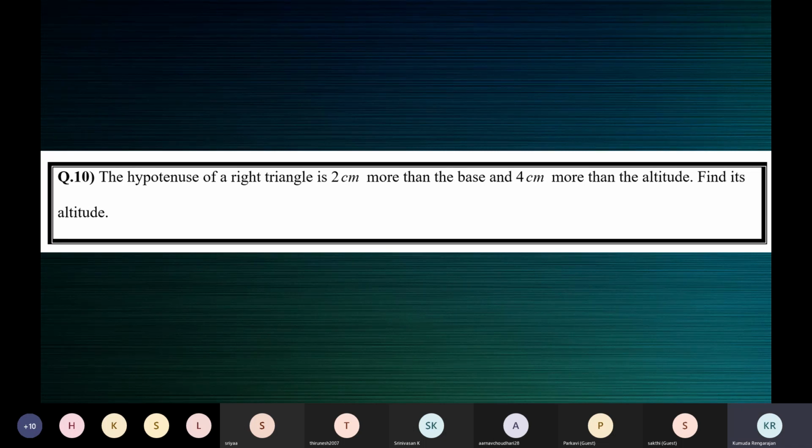So h is equal to, see, hypotenuse is 2 centimeters more than the base, b plus 2. h is equal to 4 centimeters more than the altitude. So h is equal to altitude plus 4.